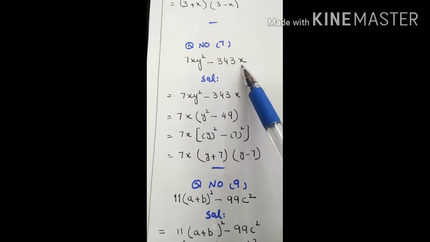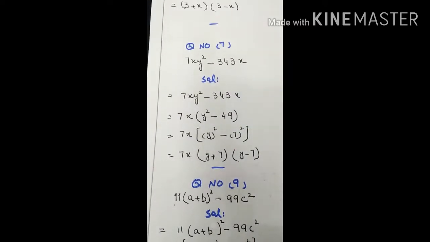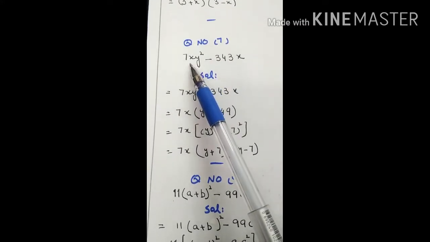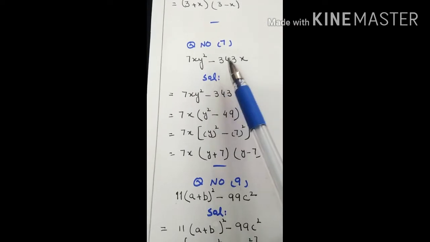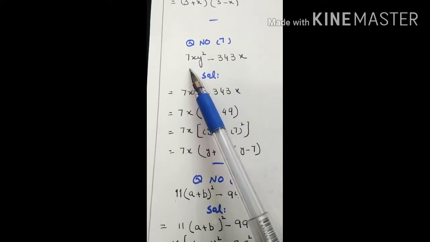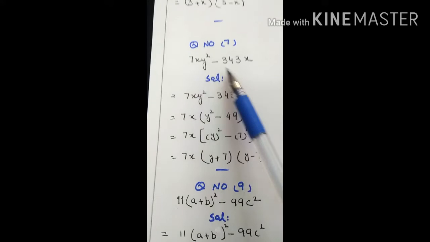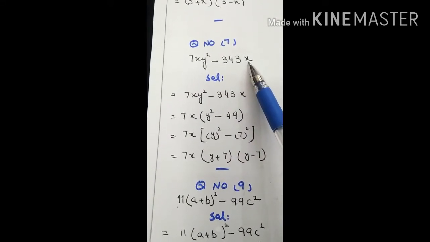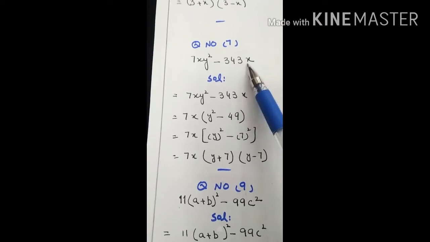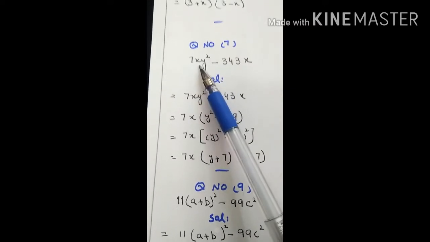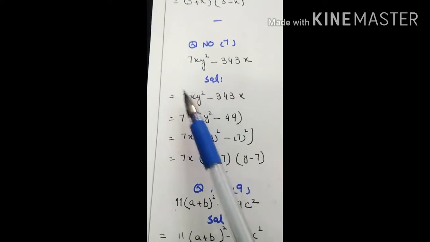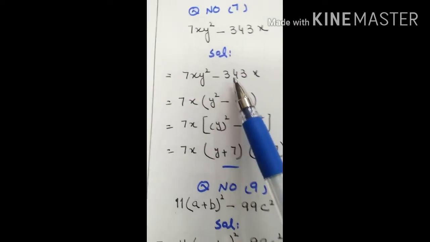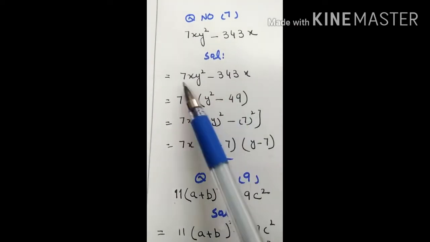In question number 2, we took only 6 as common, that was the constant value. Now here you can take 7 as common because 343 can also be divided by 7. And you can also take the variable, because you can see here it is not the square of any value. It is not x square. This is simple x. And here you are also having x, so we can take x as common as well. Rewrite the question. 7xy square minus 343x.